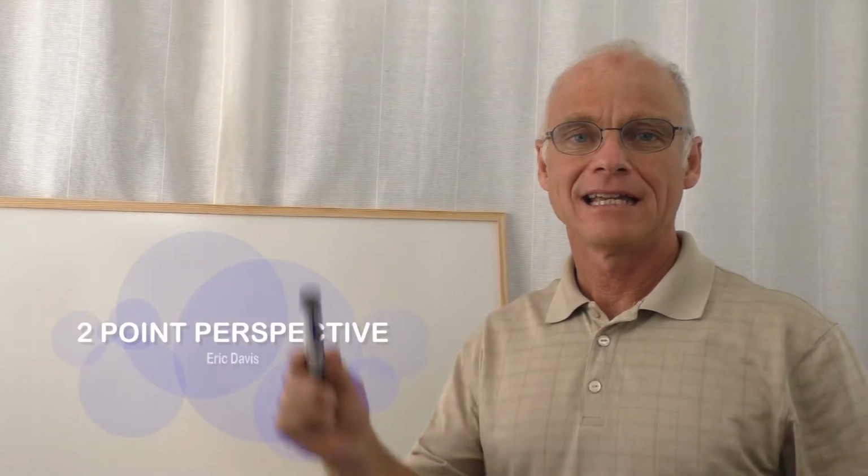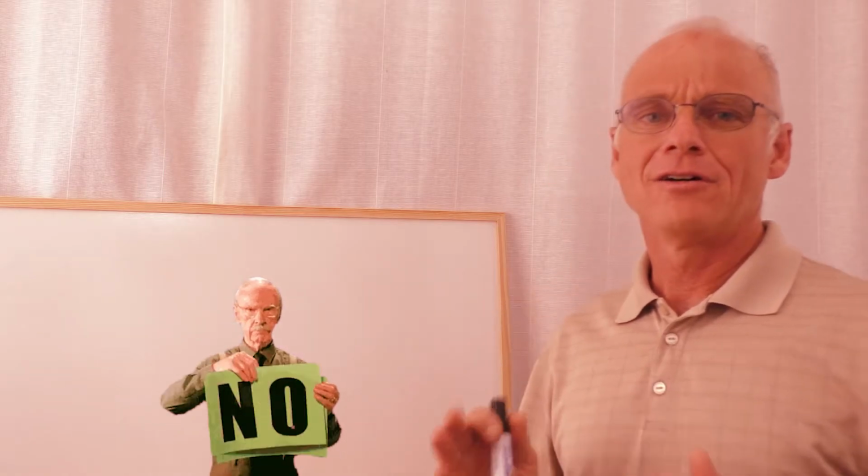Hi, today we're going to do two-point perspective. I know, perspective can be tedious, but we've got to do it. Perspective is a very common tool that artists use to create the illusion of three-dimensional space. Now, we've looked at one-point perspective, but now we need to move on to two-point perspective. It's a little bit more difficult than one-point perspective, and it's also a little more common in art.